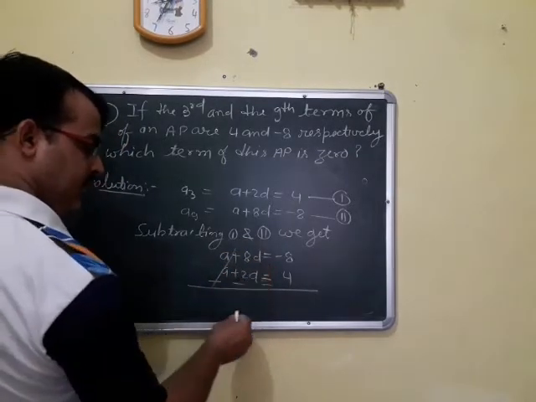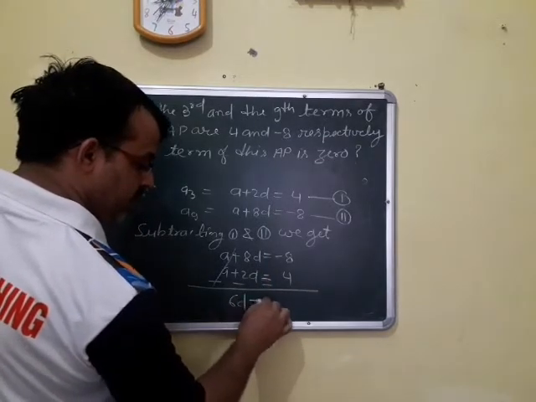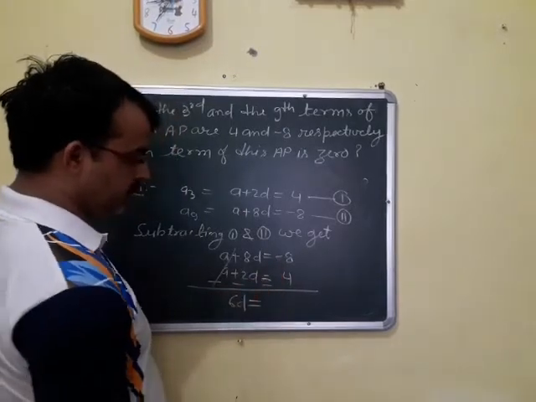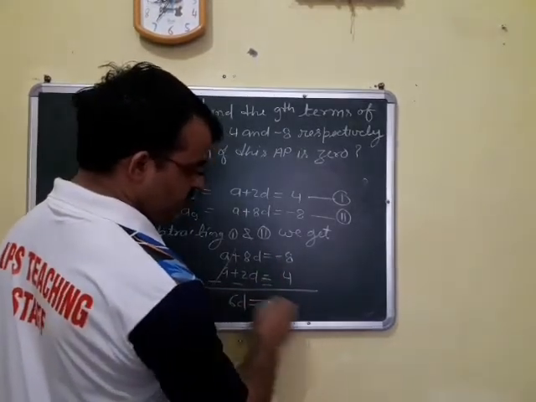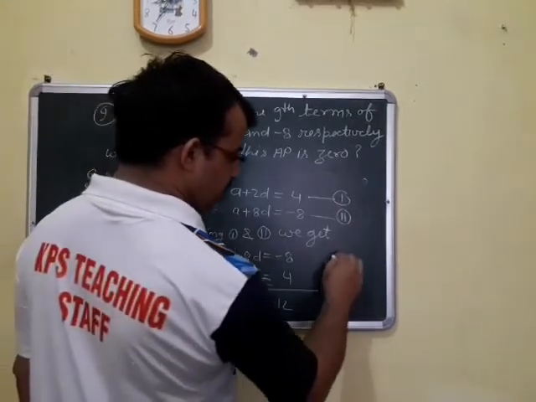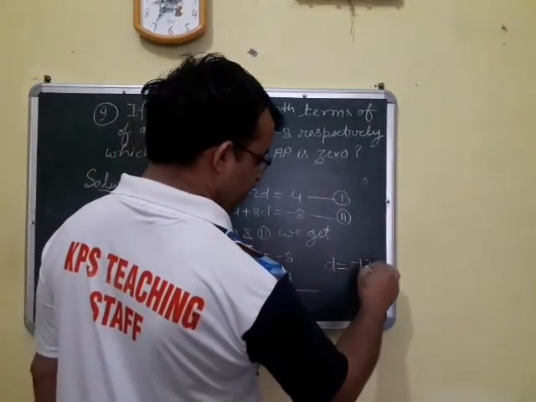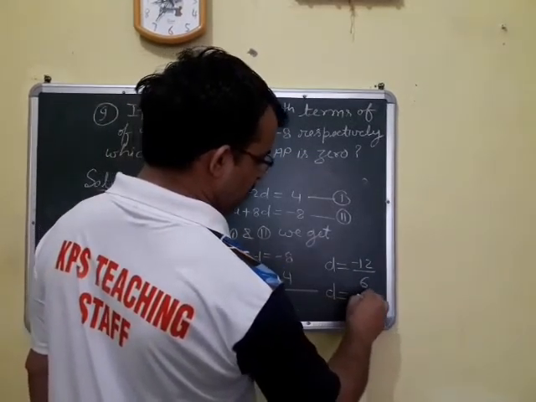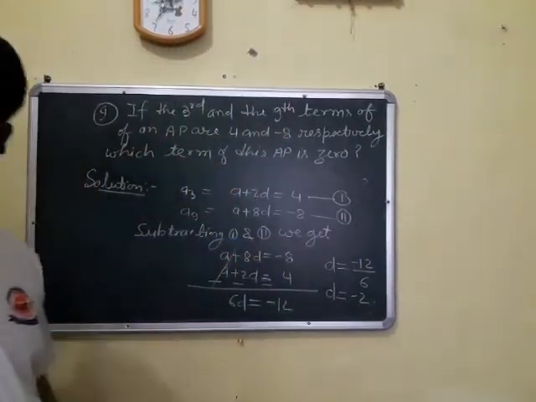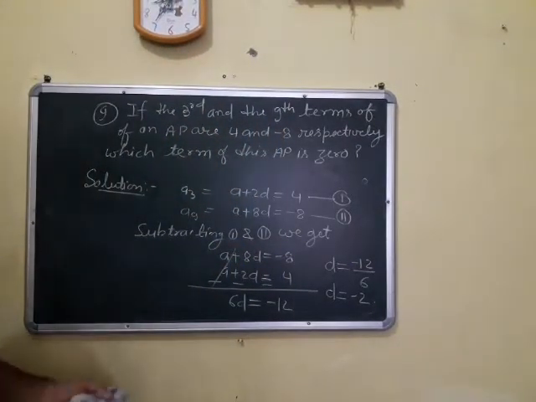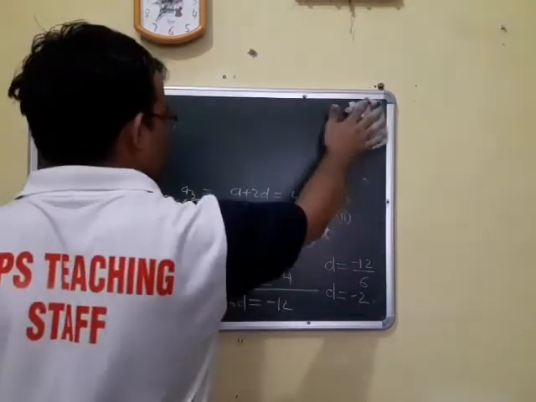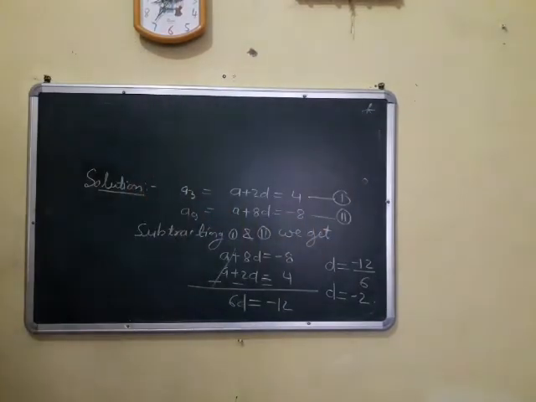8D minus 2D, so we get 6D is equal to -8 minus 4, which is -12. So D is equal to -12 by 6. We get D is equal to -2. Now find the first term. For the first term, put the value of D in equation first.